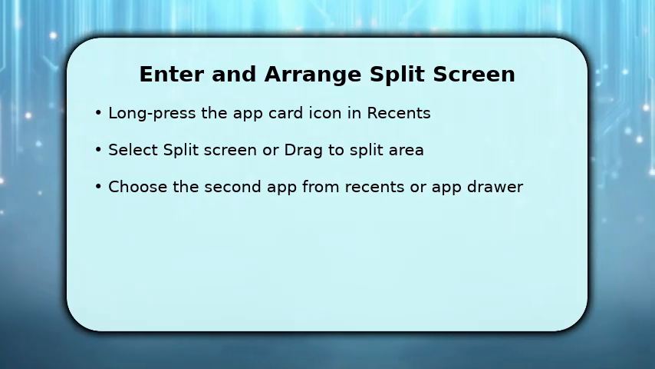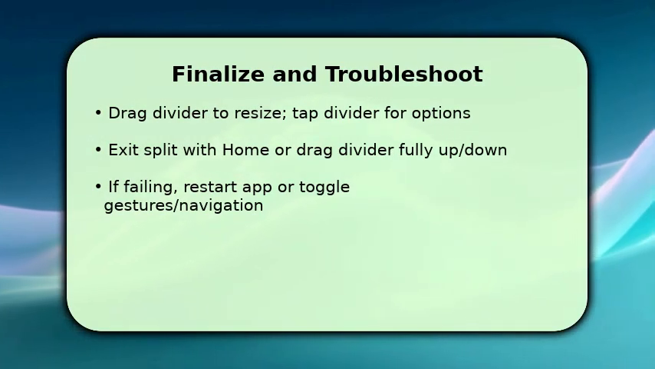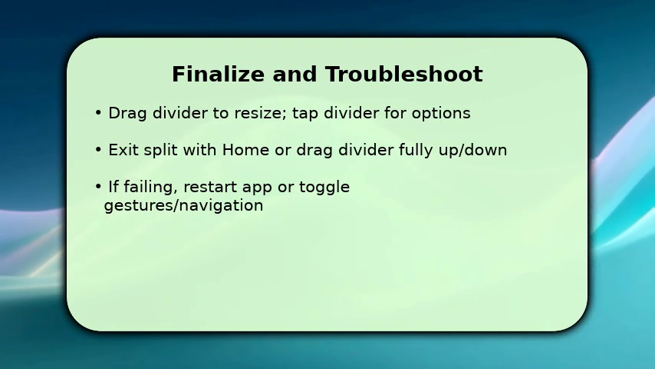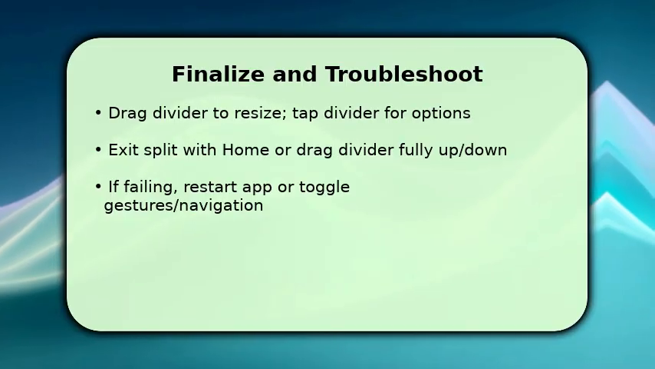Finish by resizing and confirming the layout. Drag the middle divider to balance space and tap it if options appear for swapping apps. To exit, drag the divider fully to one edge or press home to return to a single app.